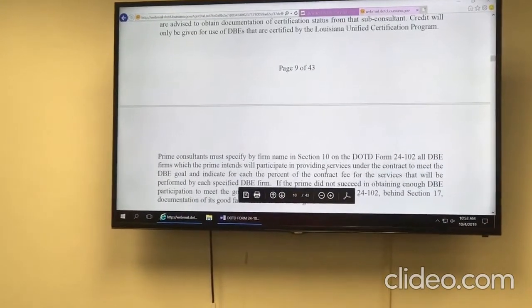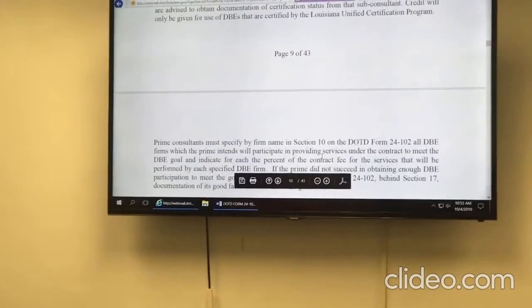So, for example, if we have a 10% DBE goal and the consultant is unable to find any DBE participation, they have to tell us what steps, what efforts they took to try and find DBE participation, but for whatever reason was unable to successfully locate it. That documentation has to be included in the proposal, and it should be placed in Section 17.